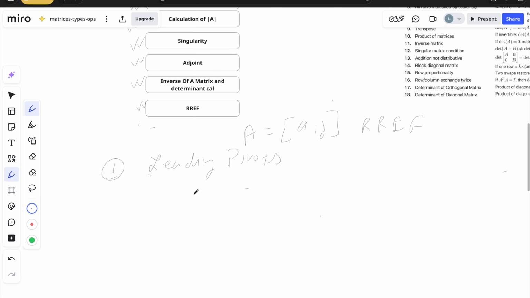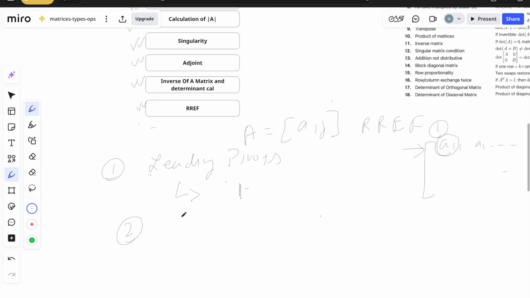What do we mean by that? It means that the first non-zero element in each non-zero row is 1. So basically the first non-zero element in a particular row, let's say this is a matrix and this is A11, A12 and so on. If we consider this particular row, then this should be 1. Right, the leading pivot is always 1.